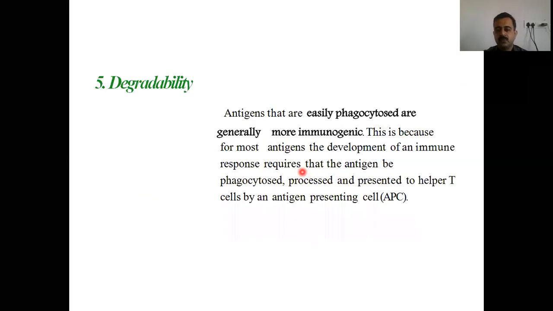Moving further. Degradability. Antigens that are easily phagocytized are generally more immunogenic. This is because most antigens that develop an immune response require the antigen to be phagocytized, processed and presented to the T cells by the APCs, or antigen presenting cells. Means ultimately it has to be degraded by the immunological system. For example, the phagocytic cells are helpful for degrading this particular molecule. So once these molecules are degraded, then and only then will they be recognized by the immunological system, and ultimately the immunological system will start an immunological response.